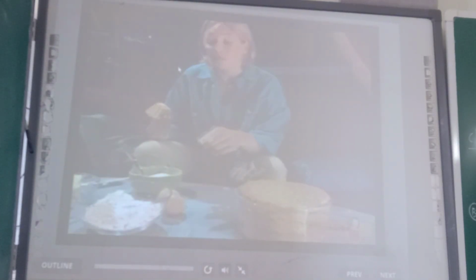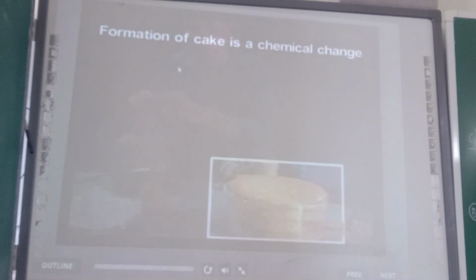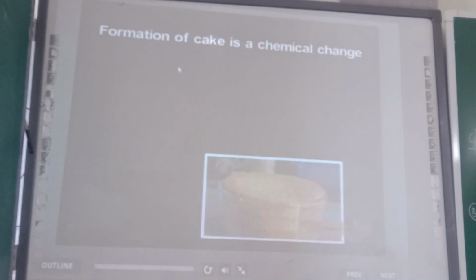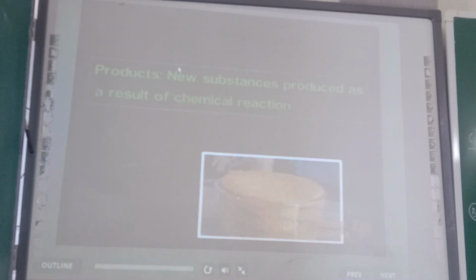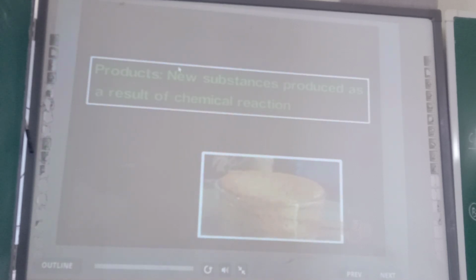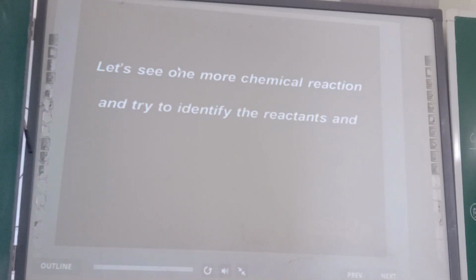Properties of products are entirely different from those of the reactants. See, this cake is firm, soft, and tastes nicer than the individual reactants. The formation of this cake is a permanent change because we cannot get the original ingredients back from the cake by any method. Let us see one more chemical reaction and try to identify its reactants and products.